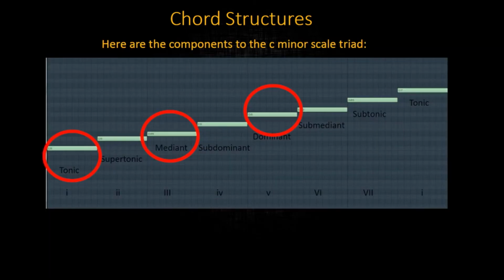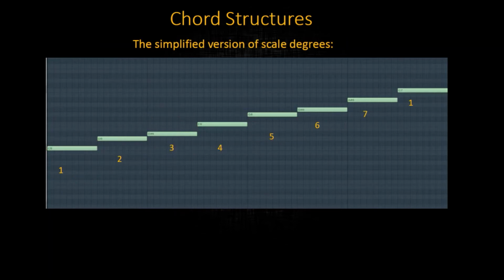And conversely, we have our C minor scale triad, tonic, median, and dominant, which will still be 1, 3, 5. Whatever key signature you're using, the triad is built on the 1, 3, 5 relationship. And this is the simplification of the relationship: 1, 2, 3, 4, 5, 6, 7, then back to 1.